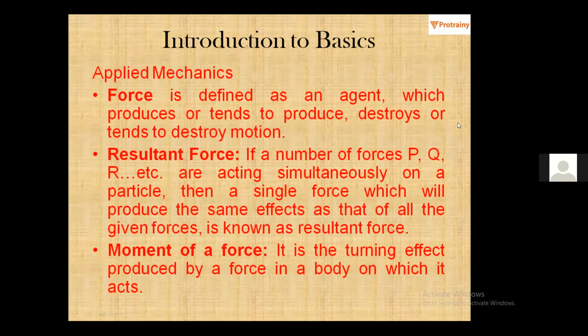And then due to this particular force, what are the changes going to happen to the whole span? How are you going to get that? That is called moment of a force. It is the turning effect produced by a force in a body in which it acts. That is what we call moment of a force. So whenever a force is acting, when we are talking about a beam, a flexural member, that force is going to produce two things. One is moment of a force, and another is shear force.